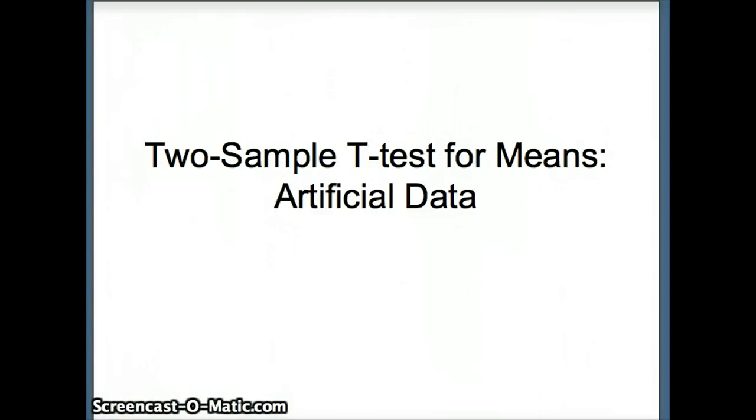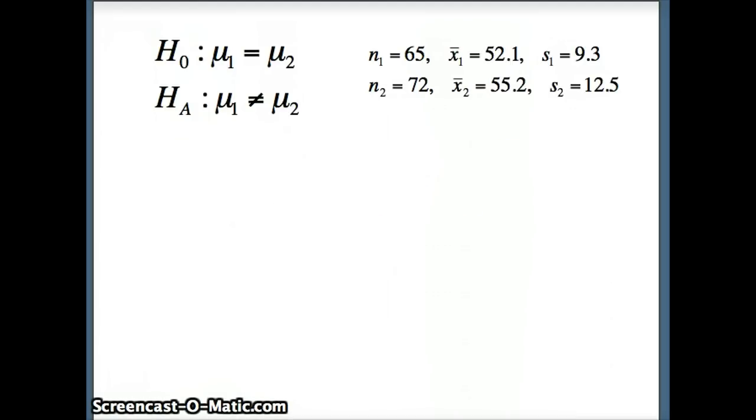This presentation examines the two-sample t-test for means, this time using artificial data together with MINITAB. So here is our null and alternate hypothesis, mu1 equals mu2 versus mu1 does not equal mu2. We recognize right off the bat that this is a two-tailed test. Here are our statistics. Recognize both ends are large, so we satisfy the conditions of the central limit theorem. We also have to make sure that these are simple random samples, and of course these must be independent samples for us to be able to continue.